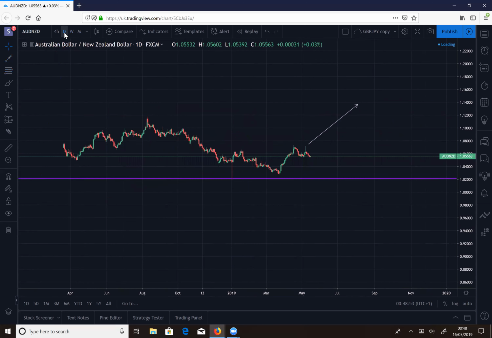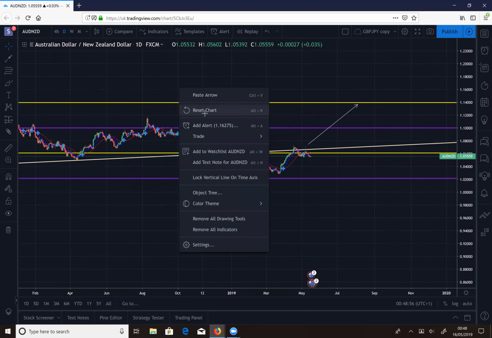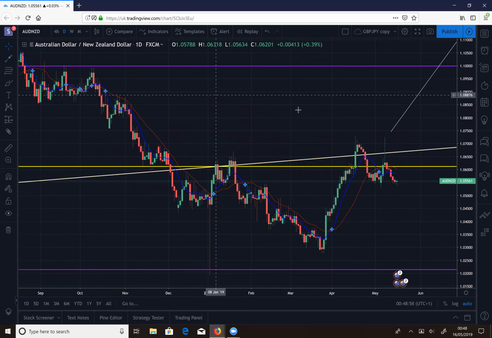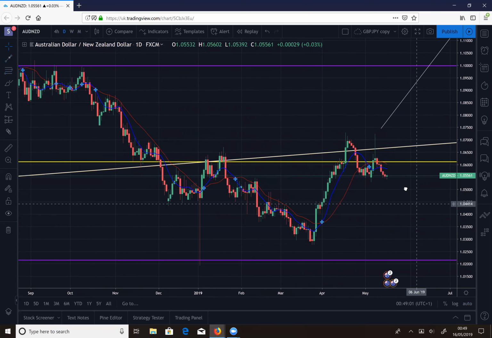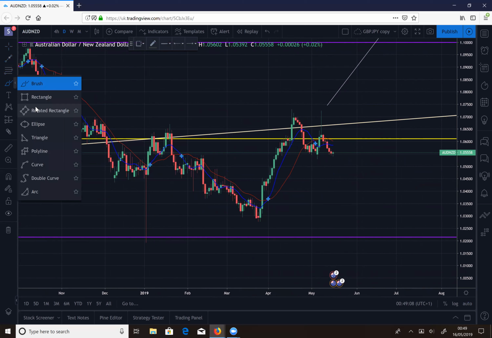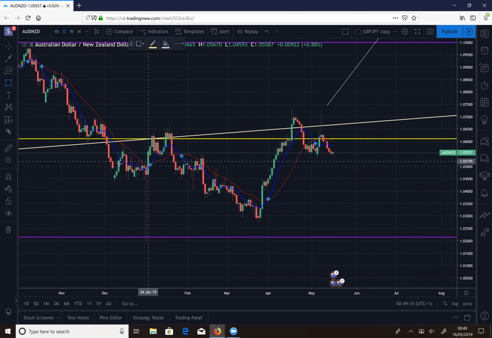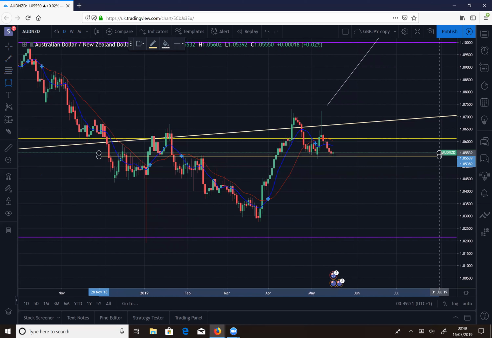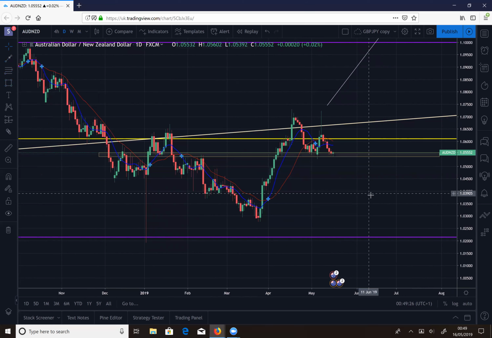I'm going to go down to the daily chart, okay? Then I'm going to go ahead and place some daily key levels. So I'm going to use my rectangle tool and I'm going to use this level right here as a key level, and I'm going to use that wick as well. So that is my daily key level.